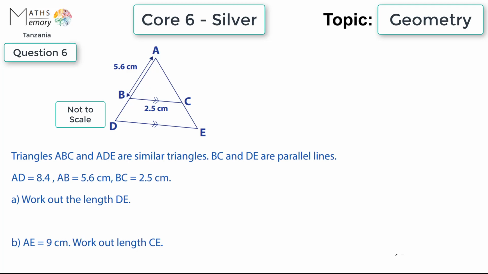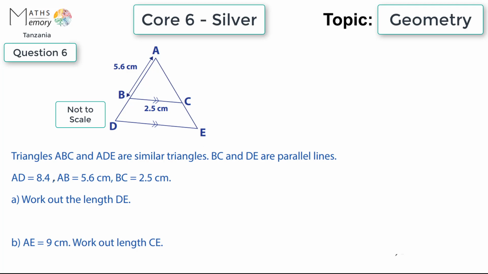Now this question is a typical question on combined shapes, which means we have one big shape and you need to find out the two shapes within this that have the same shape and the same size. That's the definition of similar shapes. So first of all, let's have a look at this. Triangles ABC and ADE are similar triangles. BC and DE are parallel lines. We can see that from these little arrows over here.